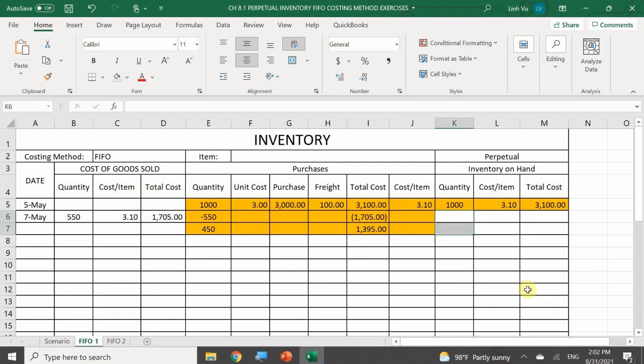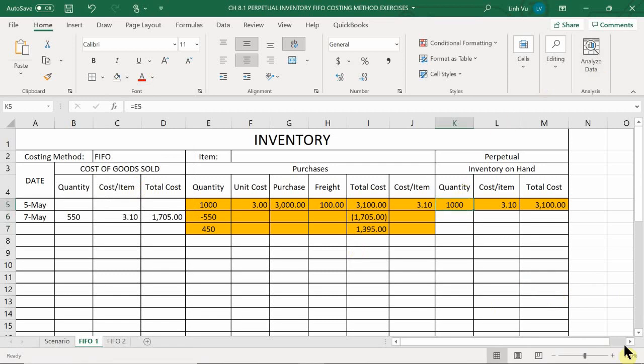So what I'm going to do is update this from 1,000. You could do calculations if you'd like, 1,000 minus 550, or you can just type in 450 because that's exactly what we have here. And I'm going to press enter.